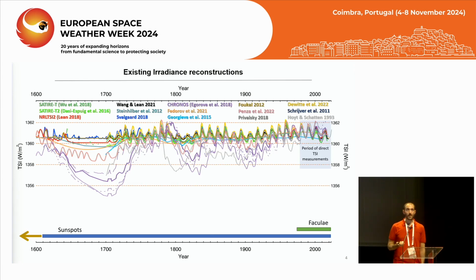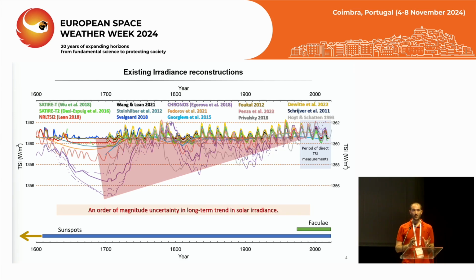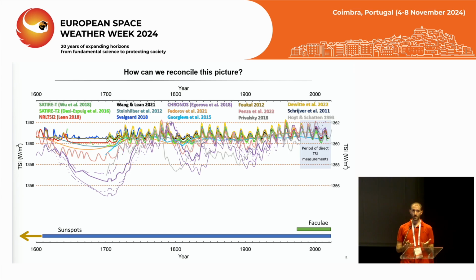This is the picture that we have at the moment. These are some of the more recent reconstructions and some older ones of TSI that cover the last about 4 centuries. And you see they show significant disagreement. We have about an order of magnitude difference in the secular trend over the last 4 centuries. Unfortunately, this is largely because of the scarcity of data that describe faculae. As I said before, we have data for sunspots, but without faculae, we have a huge uncertainty on recovering irradiance variations. So how can we fix this?